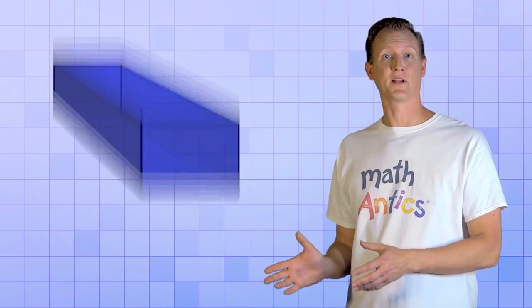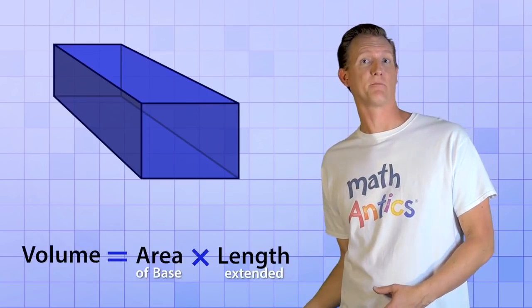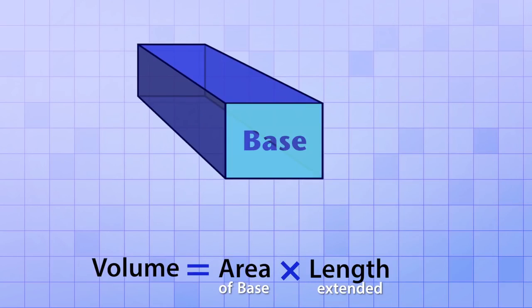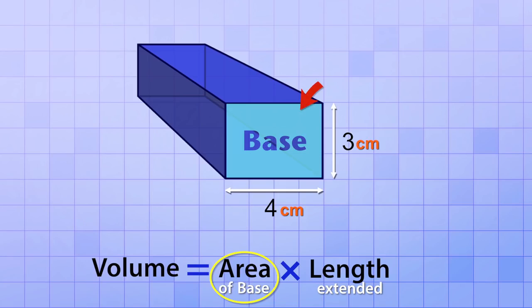So, let's start with this rectangular prism and calculate its volume. The base is the original rectangle, and its dimensions are 4 centimeters by 3 centimeters. So to find the area of that base, we need to remember how to calculate the area of a rectangle. To do that, we just multiply the two side dimensions together. 4 centimeters times 3 centimeters gives us 12 centimeters squared as the area.